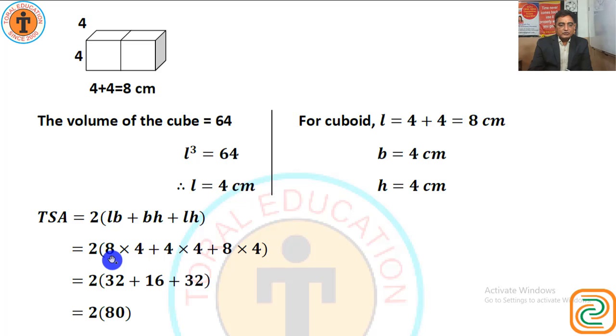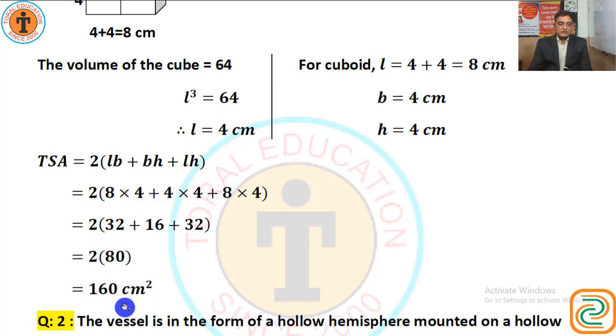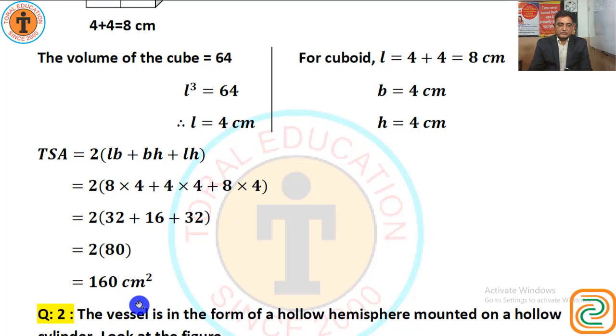That means 2 into 8 into 4 plus 4 into 4 plus 8 into 4. It will give us 2 into bracket 32 plus 16 plus 32. Here it is 2 into 80, which gives us 160 centimeter square. This is area, so we show it in centimeter square.